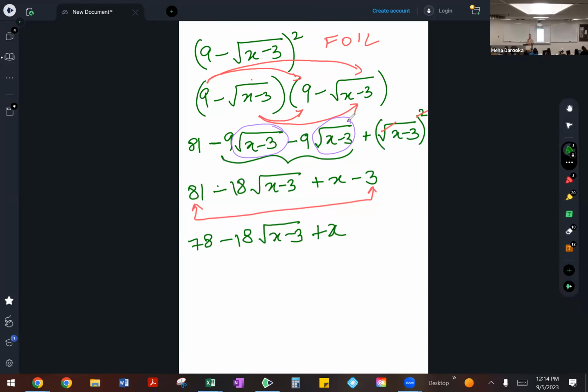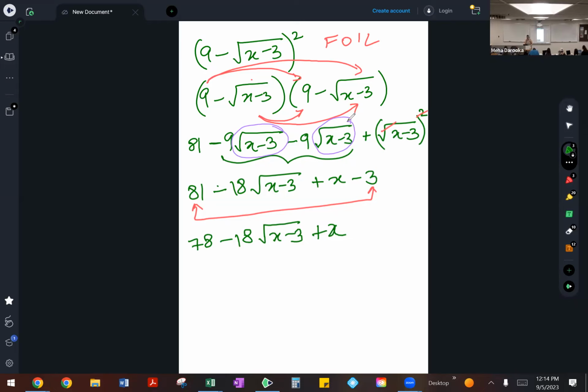Okay, anybody else have a question on this little part here with the FOIL? What about you guys online? Let me know if you have a question. I'm not seeing anything show up in the chat.